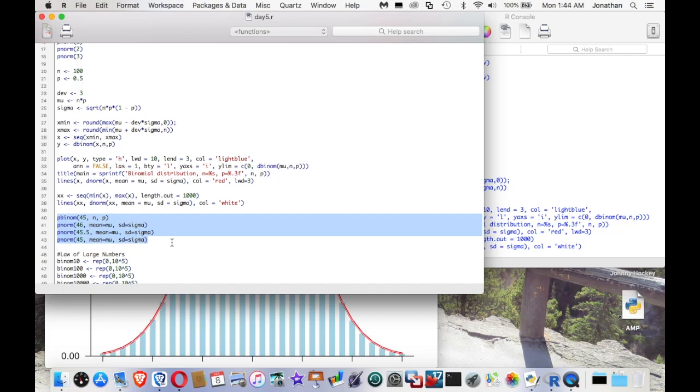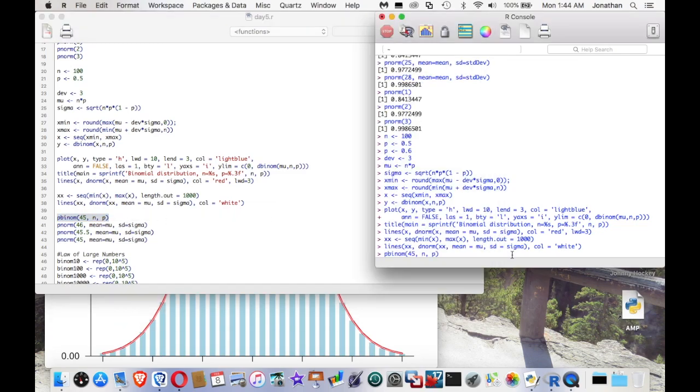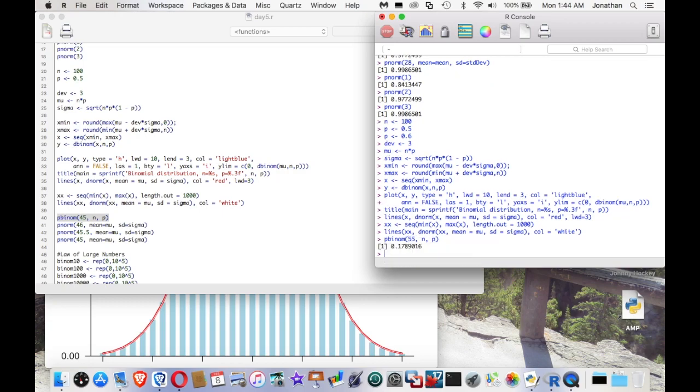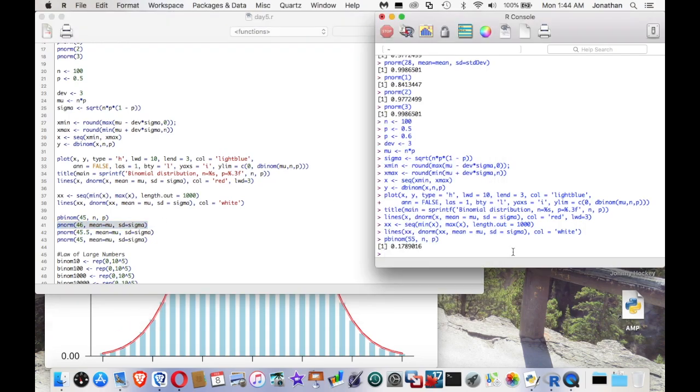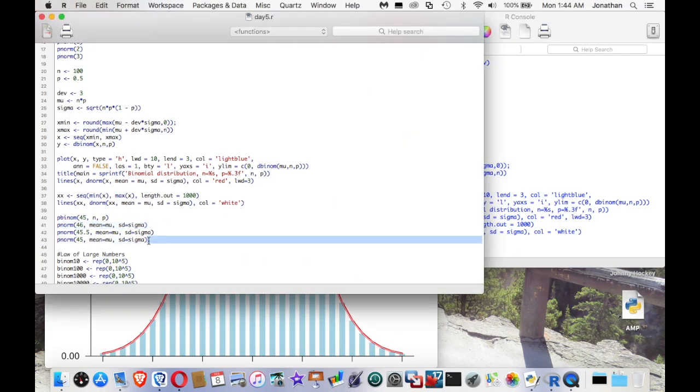Okay, and then the other thing we could see here is that continuity correction. So p-binom of, let's call it, 55. So that tells us that if we take our n and our p as given, the probability of getting at most 55 successes is going to be a bit under 18%. And then we could look at some p-norm values.